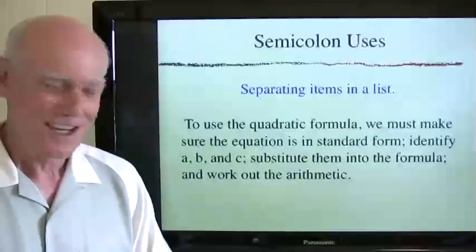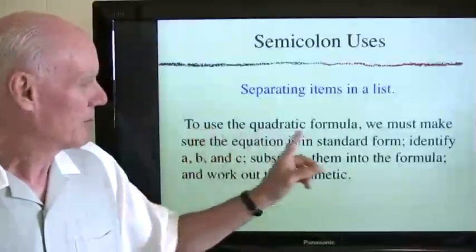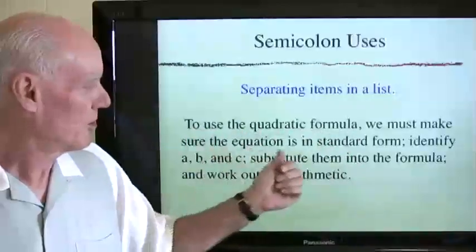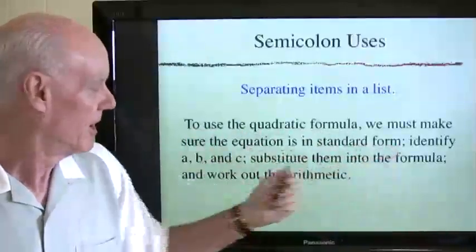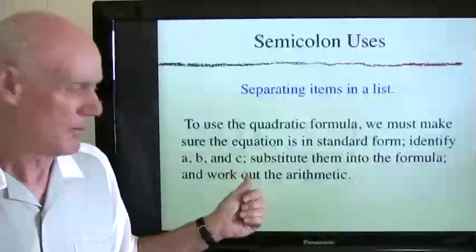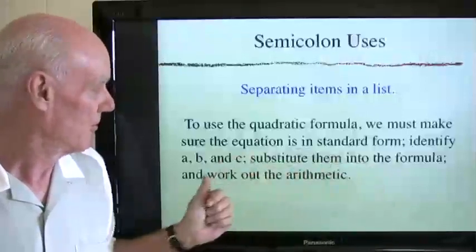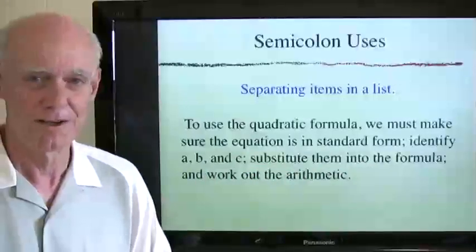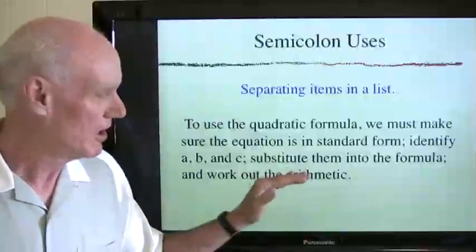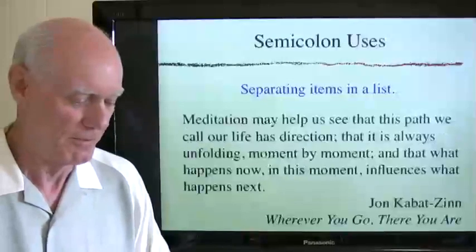Okay, another one from mathematics. To use the quadratic formula, we must make sure that the equation is in standard form; identify A, B, and C; substitute them into the formula, and work out the arithmetic. So it's a little more clear the meaning of this sentence if I use the semicolon.